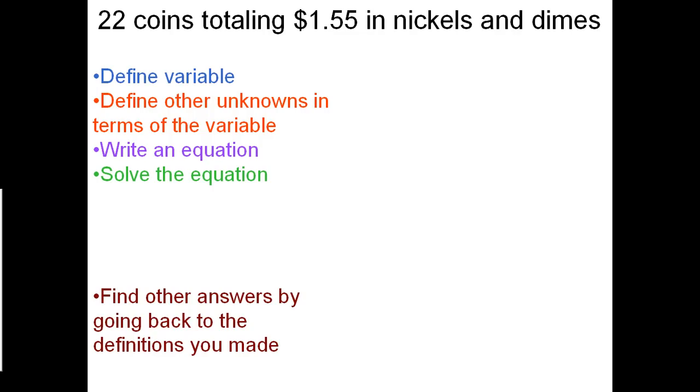So when you're defining the variables, you either pick the nickel or the dime, and you say x or n or whatever it is going to be. Here I said let n equal the number of nickels, and that makes sense, n for nickel. If n is the number of nickels and I have 22 coins, the number of dimes must be 22 minus n. So that's my second step: 22 minus n is equal to the number of dimes. In other words, I have 22 coins total. If I have n nickels, the rest of the coins, or 22 minus n, must be the number of dimes.